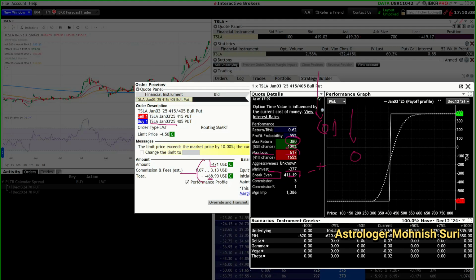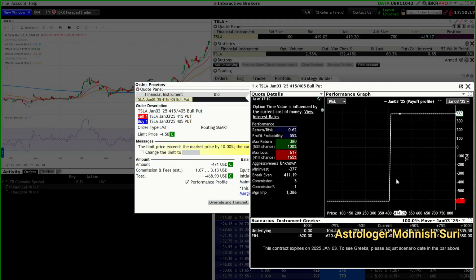Okay. So let's say if you want to see the performance profile on that particular day, that is January the 3rd, you drop down, you can pick the January 3rd when the trade will be ended. You can see it very clearly here. This is the price of the stock and this is the profit and loss part. So if the price of the stock moves to, let's say, 425, 482, you see your profit is 380. So your profit is limited. Even if the stock price moves to 600, you still make $380.